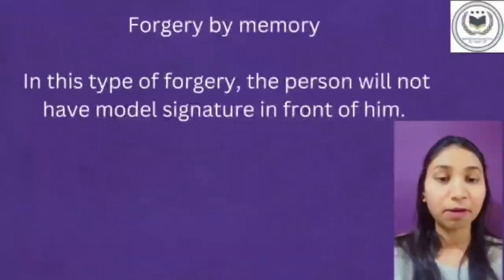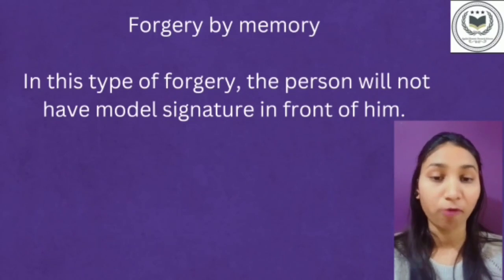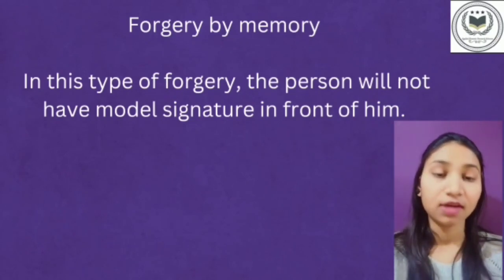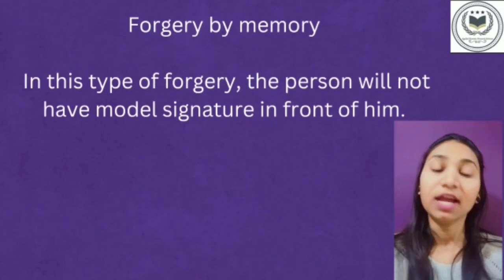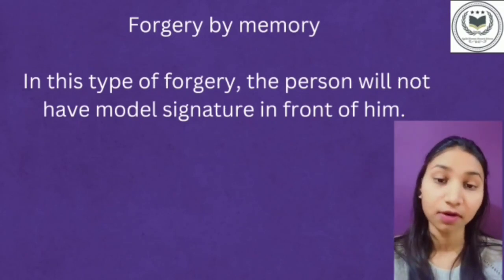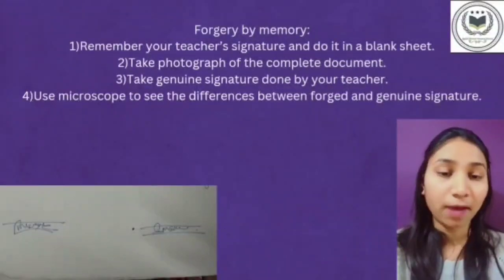Fourth, forgery by memory. In this type of forgery, the person will not have the model signature in front of him. Rather, he or she has a memory of the signature to be copied and does the signature by looking into his or her memory.